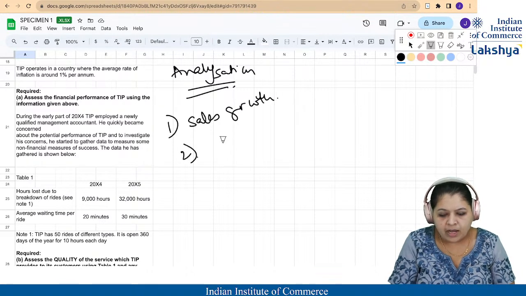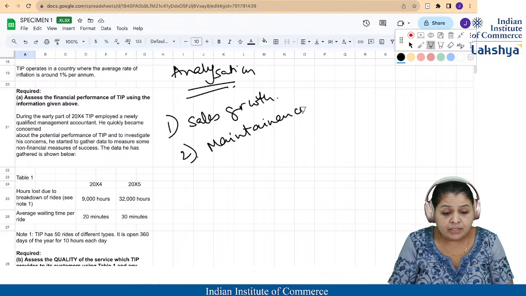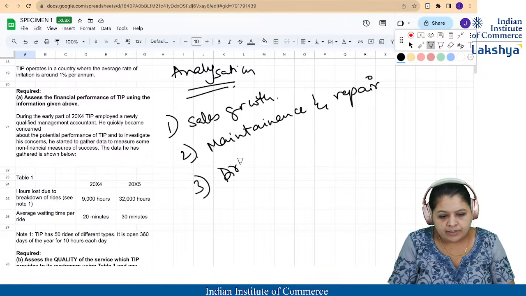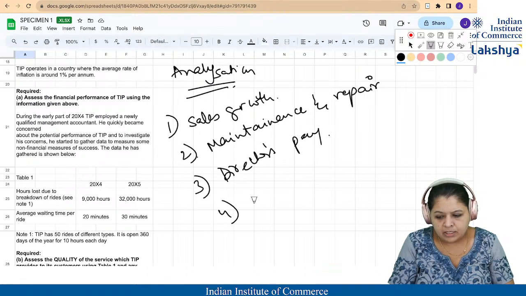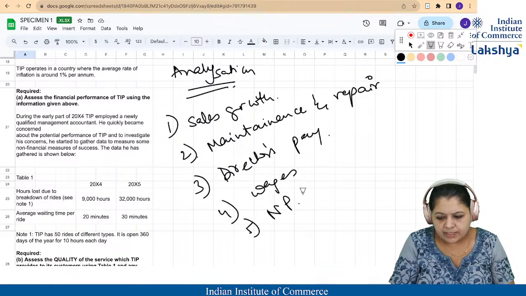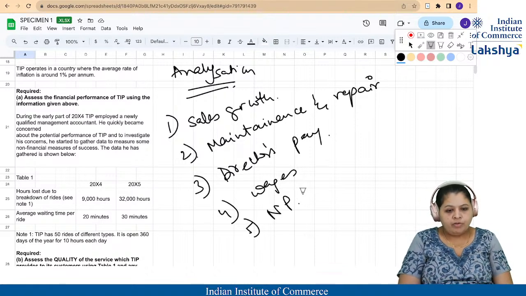You can talk about how there has to be an increase in maintenance and repair, but the company has not done that, right? Talk about the director's pay, which has been very exorbitant currently, obviously the wages and the profitability which comes in your net profits, right? So this is how you can talk about various things.